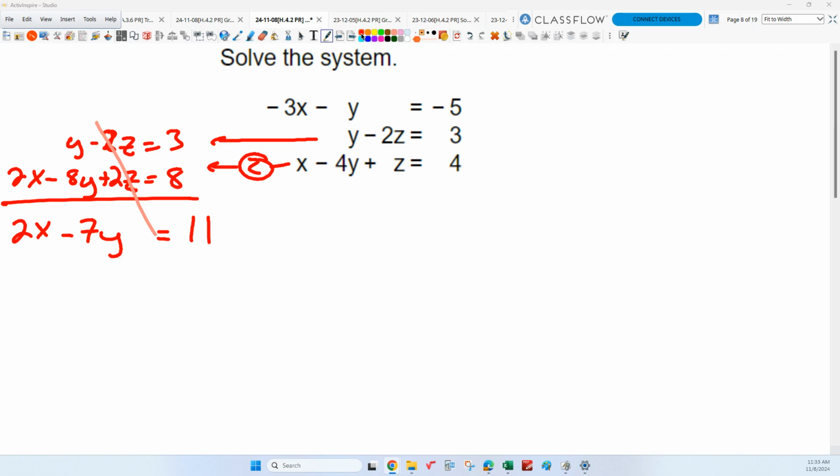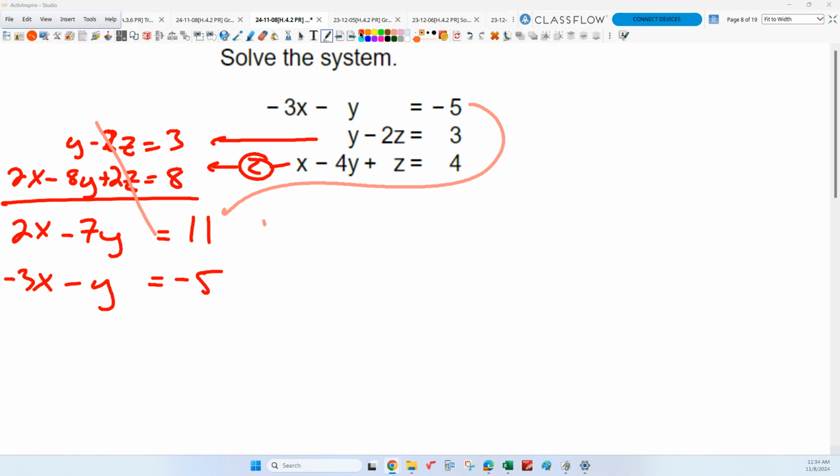Where am I getting my other equation in x and y? The top one. I already have it. It's right there. So that guy's just going to go down. This guy we're going to drag over into this system, and we get negative 3x minus y equals negative 5. Now I can just go to town on this 2 by 2 system.